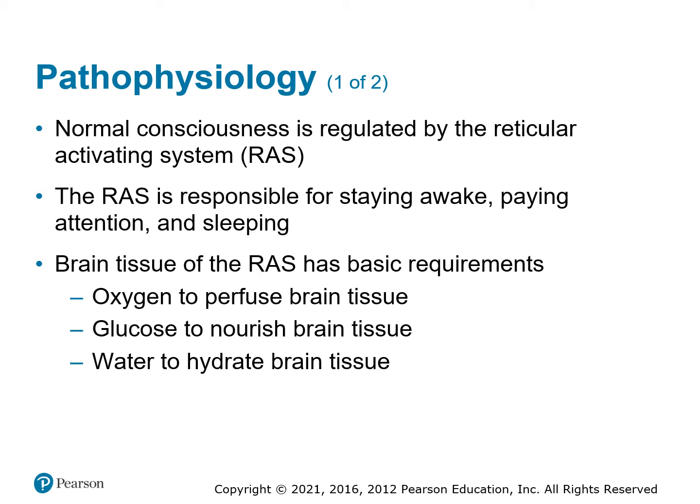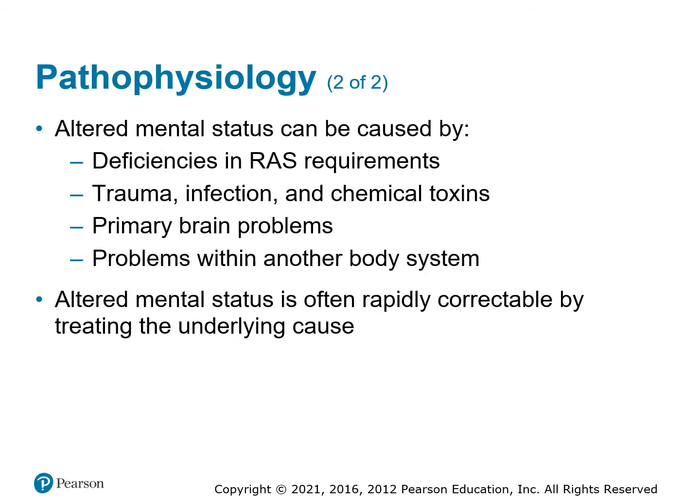We need that glucose, or the energy to feed the muscles and the movement, so we cannot become hypoglycemic or hyperglycemic. The brain tissue requires oxygen, sugar, and water. Any deficiencies in the oxygen, sugar, or water can result in an altered level of consciousness. This could be due to trauma, infection, toxins, poisons, brain disease or problems, other body systems that are affecting the use or flow of the three: water, sugar, or oxygen, or it could be deficiencies in our sleep-wake cycle.